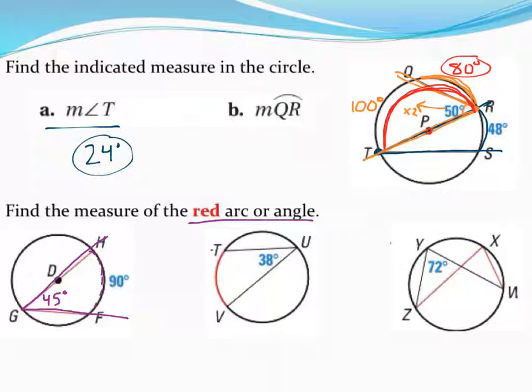Next up, we're given the inscribed angle. It's 38 degrees. The vertex is right on the circle. So to find the arc, I double the angle. Doubling 38 degrees gets me 76 degrees for the arc out here.